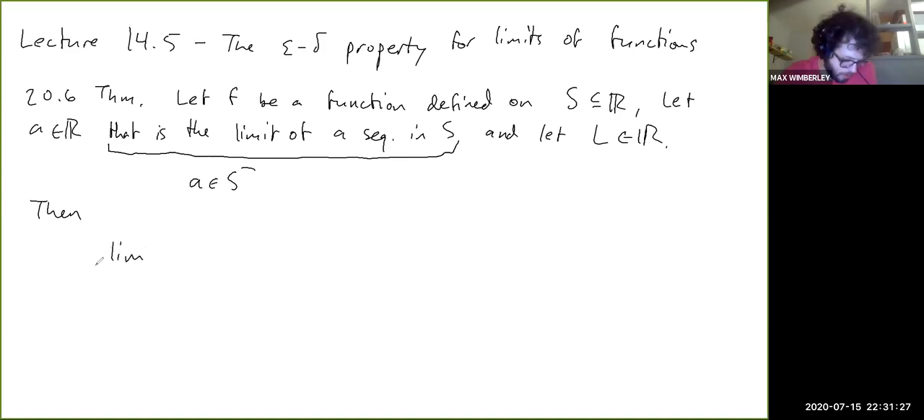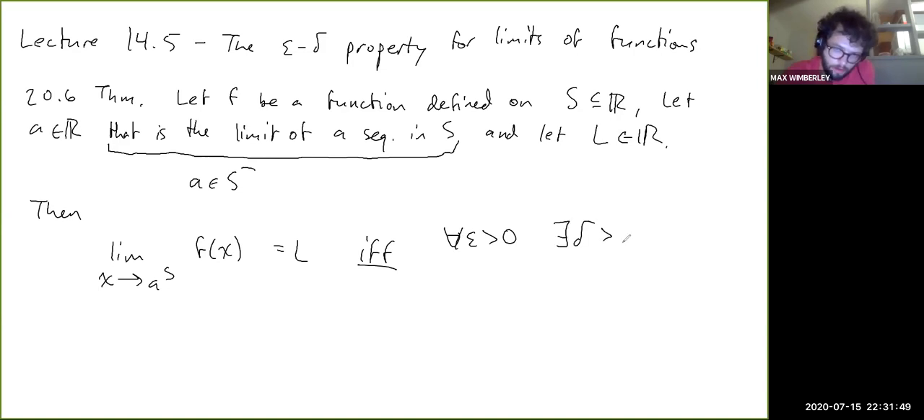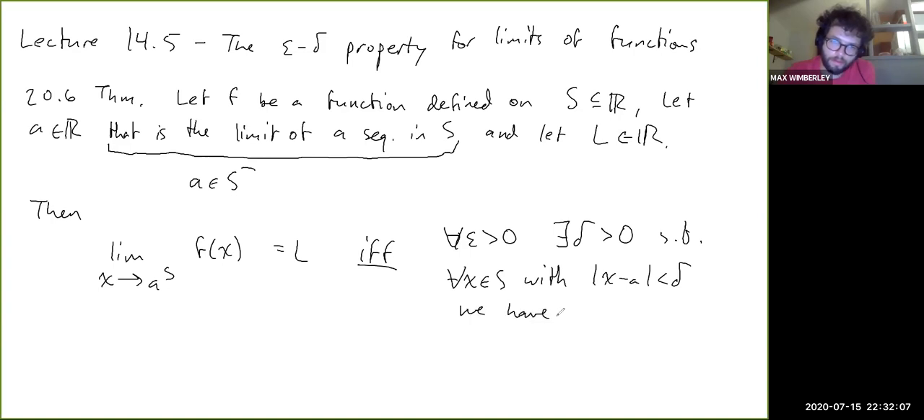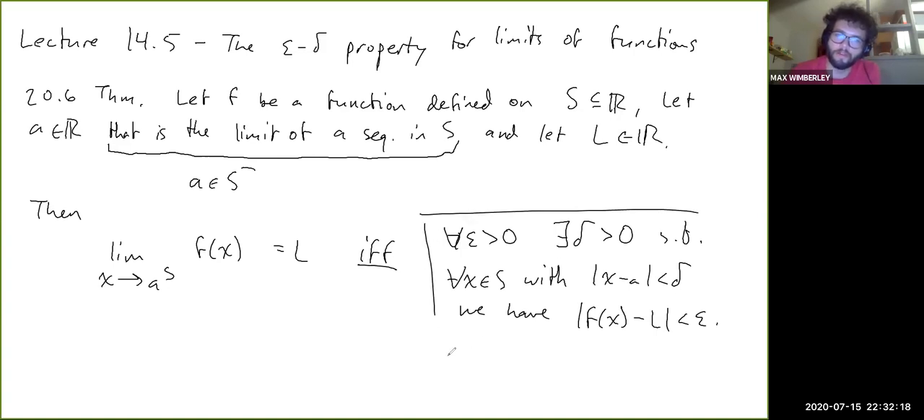Then the limit as x approaches A along S of f(x) equals L if and only if for all epsilon greater than zero, there exists delta greater than zero such that for all x in S with absolute value of x minus A less than delta, we have absolute value of f(x) minus L less than epsilon. Okay, so this is the epsilon-delta property for limits.